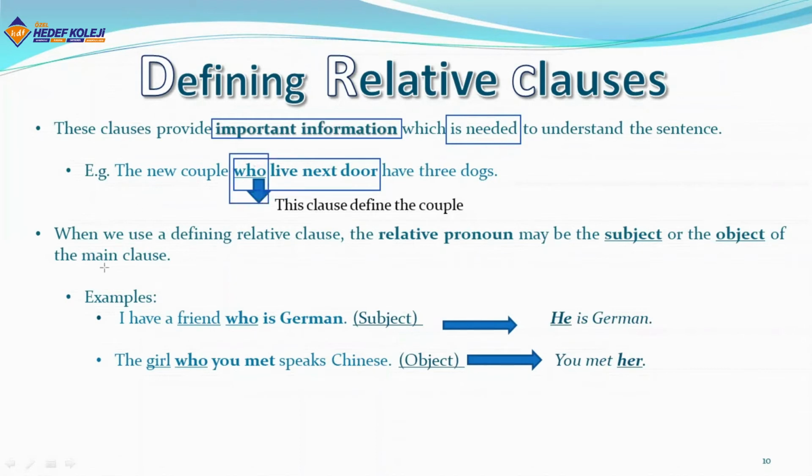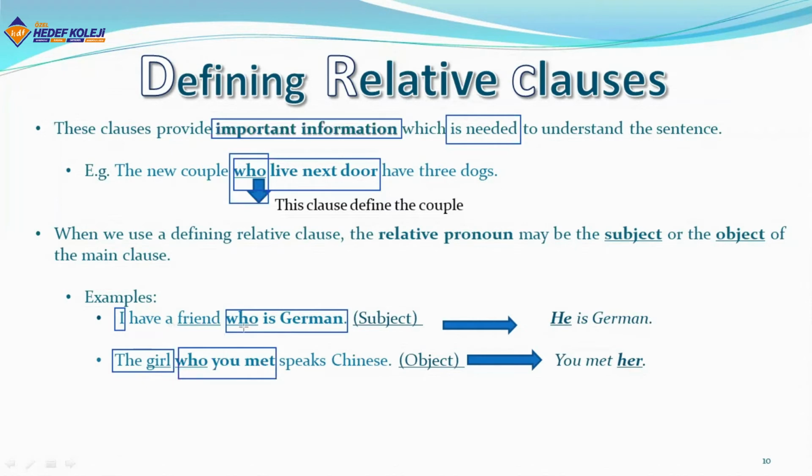Okay? When we use a defining relative clause, the relative pronoun may be the subject or the object of the main clause. What does this mean? I have a friend. Here the subject is I. He is German. Here the subject is the girl. Anlıyor muyuz?